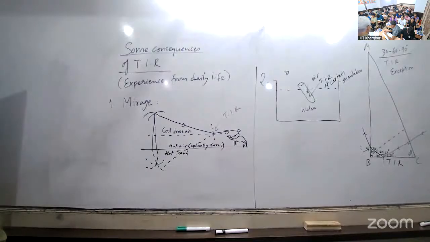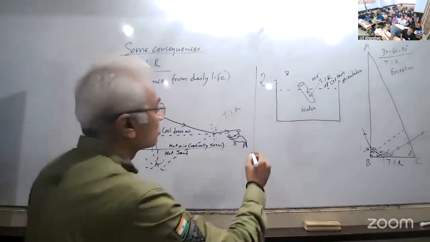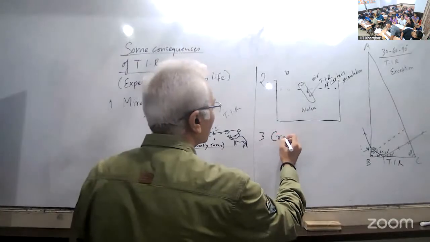Fourth, a piece of diamond sparkles when viewed from certain directions. Now diamond. So what was this? Crack mirror.